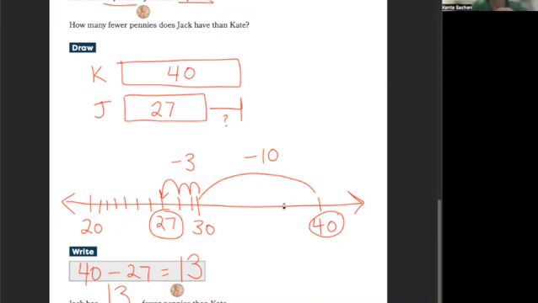Now I could check my work, right? I can start at 27 and count 28, 29, 30, and then 10 more, 31, 32, 33, 34, 35, 36, 37, 38, 39, 40. Right? So 27 plus 13 is equal to 40. Right? But that's how you would subtract. Now, for our exit ticket today, I want you to turn to page 101. So that's the next page over.